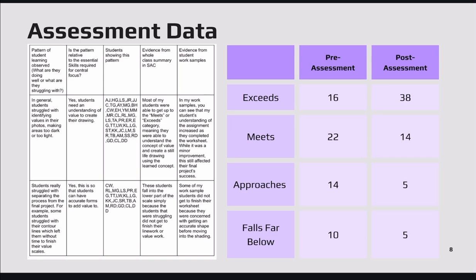And then a lot of students really struggled with separating processing from final. What I mean by that is that a lot of students see this ornate drawing in their mind that is the finished product, and they cannot figure out where to start or how to get there or which direction they need to take to get there. And this goes a lot with that visual, figuring it out.